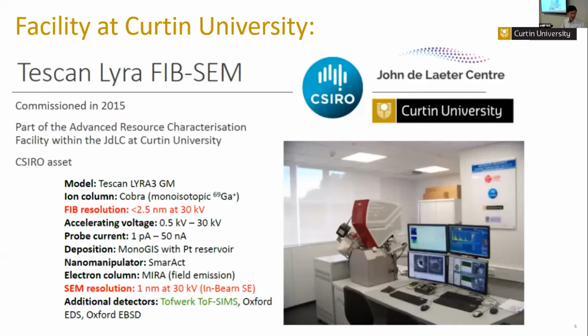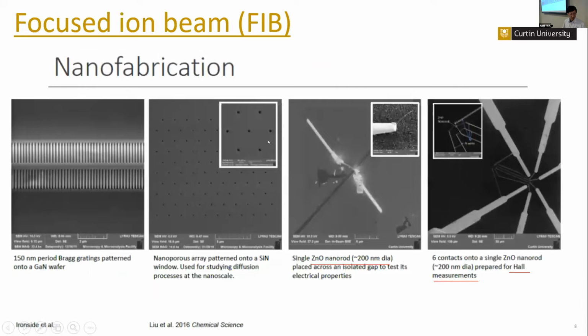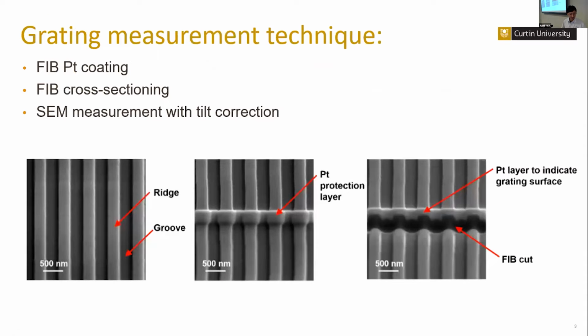For FIB, we use a gallium source focused ion beam, Tescan 3 layer, based at Curtin University, and it has a best resolution of better than 2.5 nanometers, and it is also incorporated with a range of different types of detectors such as top-thin EBS and EBSD. So we can do a lot of work based on this facility. These are some examples that we have done based on the site-specific preparation work and some nano-fabrication work for optical and electrical substrate and tests. And so the next is measurement.